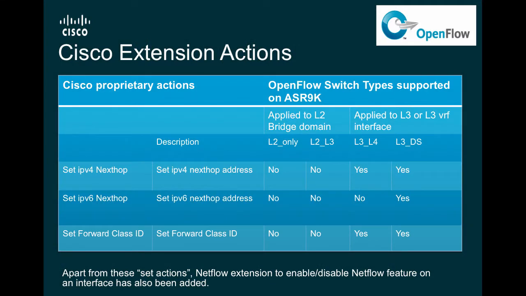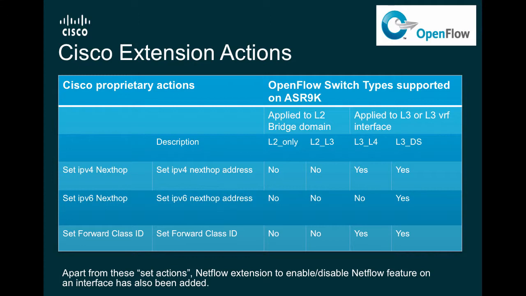Cisco has added support for some extra features on the ASR 9000. You have the set next hop, which could be either an IPv4 or an IPv6 next hop, that can be used to redirect your IPv4 or IPv6 traffic to a specified next hop address instead of using the destination address in the packet. This provides ACL based forwarding kind of functionality using OpenFlow. The IPv4 next hop address can be only applied to a layer 3, layer 4, or a layer 3 dual stack switch.